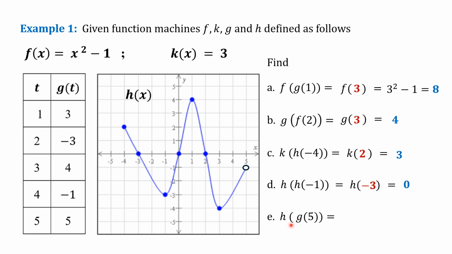Next is h of g of 5. Let's find first the innermost function, g of 5. Based on the table of values, g of 5 is equal to 5. So we will now evaluate h of 5. And when we find h of 5 based on the given graph, h of 5 is undefined because when x is equal to 5, it is not included in the domain since it's an open point in the graph. So h of g of 5 is undefined.